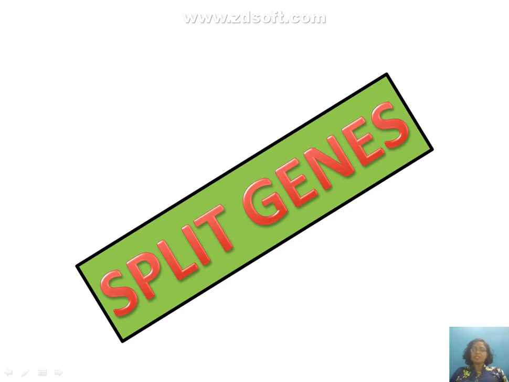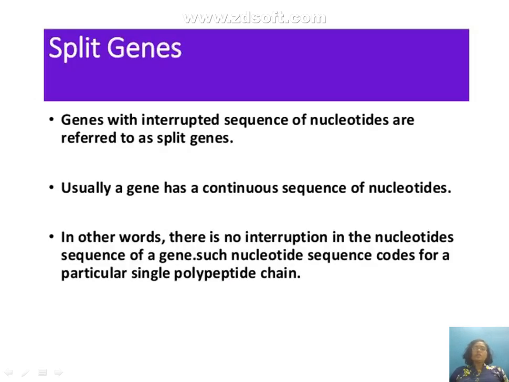So, in split genes, when they have an interrupted sequence of nucleotides, then they are called split genes. As I have said, if there is no one to one correspondence and the genetic map of the messenger RNA does not have the same length as that of the DNA, then you can say that it consists of the split genes.